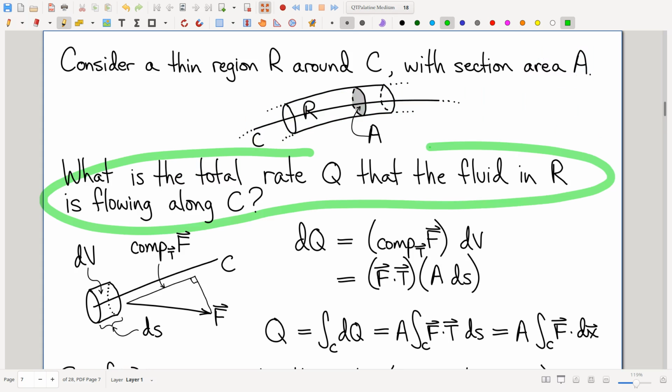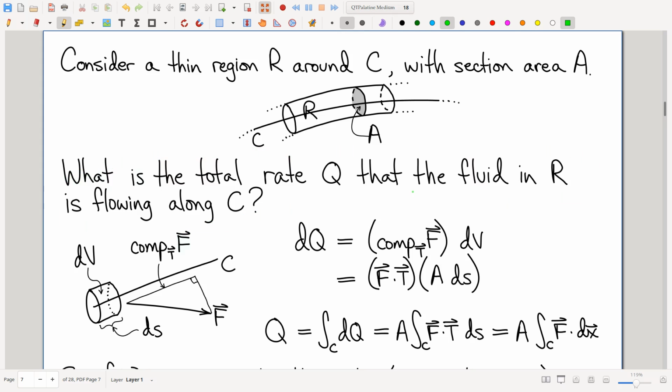What is the total over all of that fluid? What is the rate that fluid is flowing along the curve? Now, keep in mind, any little piece of fluid somewhere along this curve is going to be flowing with some velocity. Some of that flow is along the curve. Some of that flow is not along the curve. And again, we're interested in flow along the curve. So we're going to be interested in that component of the velocity, not the velocity itself.